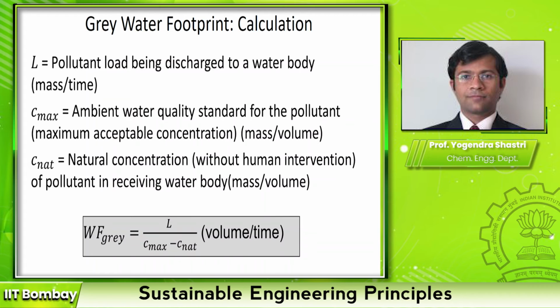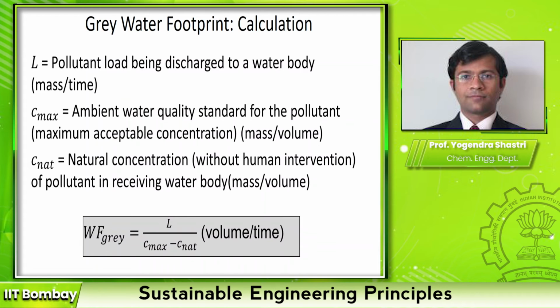Additionally, the grey water footprint also considers the natural concentration of that particular pollutant in the receiving body, and that is represented as C nat. And this natural concentration is the concentration that the freshwater body will have without any human intervention.